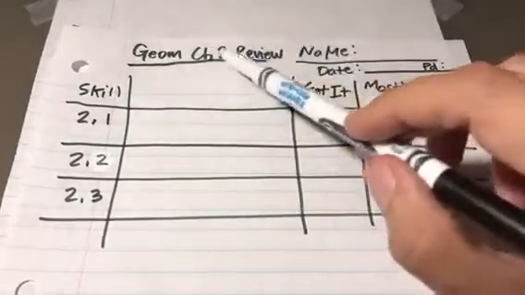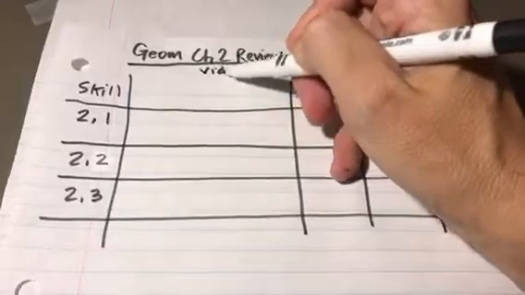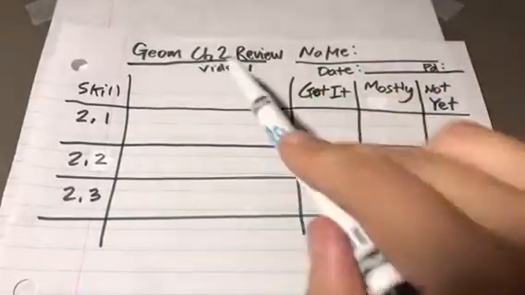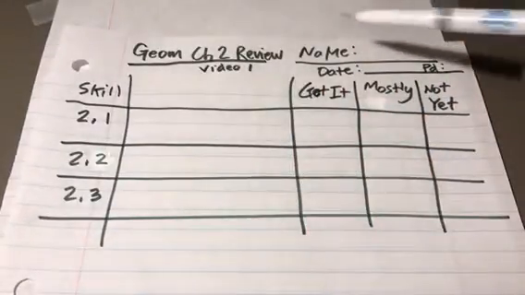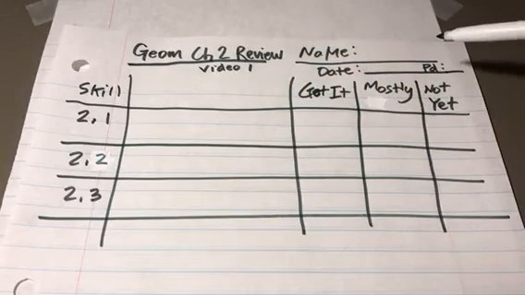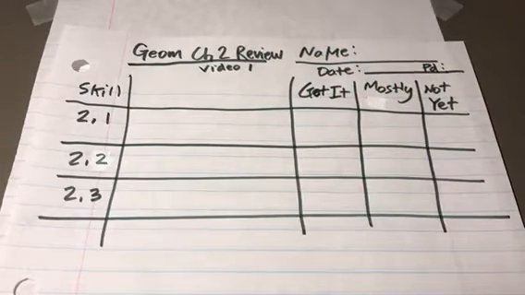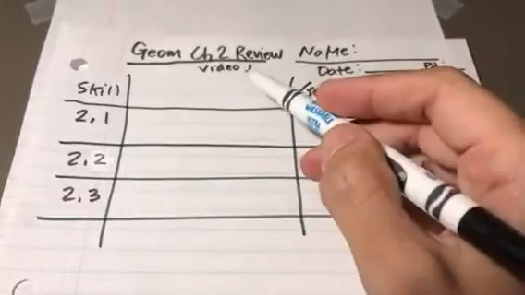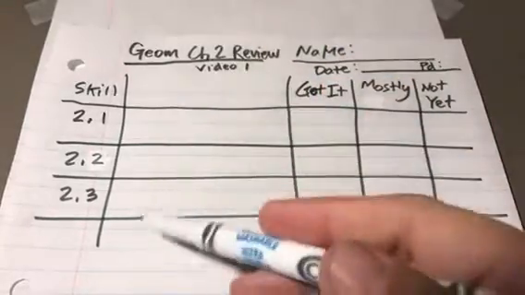You're watching video 1 of Geometry Chapter 2 review. So go ahead and pause it and make your paper look like this paper. Now, there are 3 skills on this video, video 1, and there'll be more skills on the next.